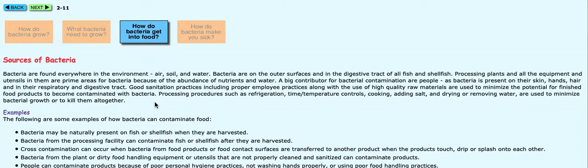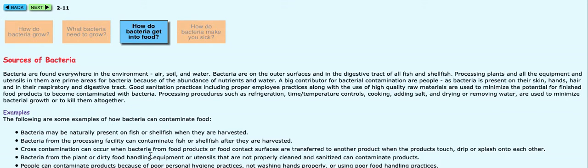So basically, these are some examples of how bacteria can contaminate food. They can be naturally present on fish or shellfish when they're harvested. This goes for anything that was living, really. Also, bacteria from the plant can come from dirty food handling equipment. Just like if you don't wash your dishes or utensils, if they're not properly cleaned and sanitized, they can contaminate your food too.